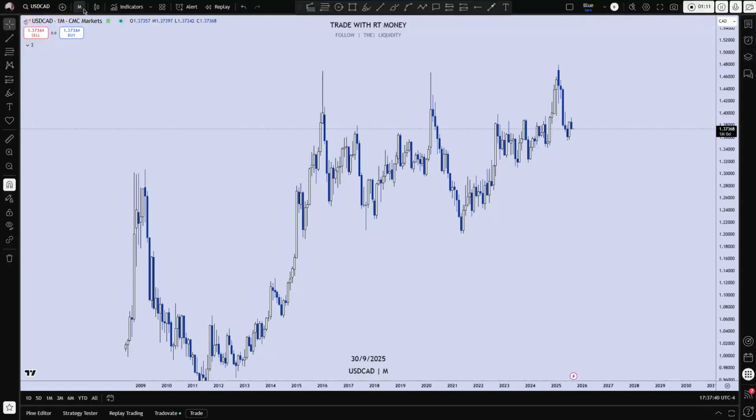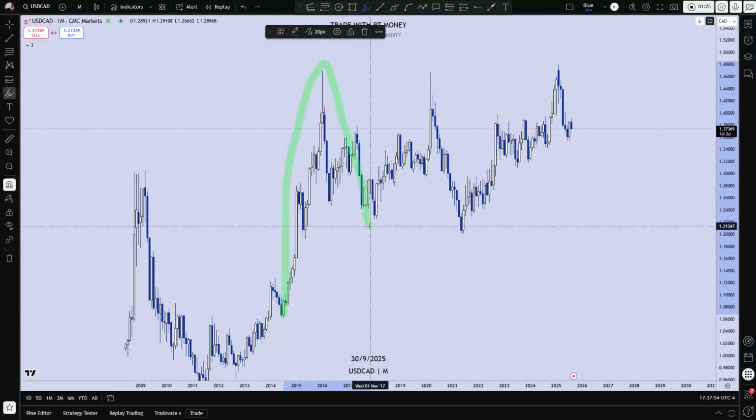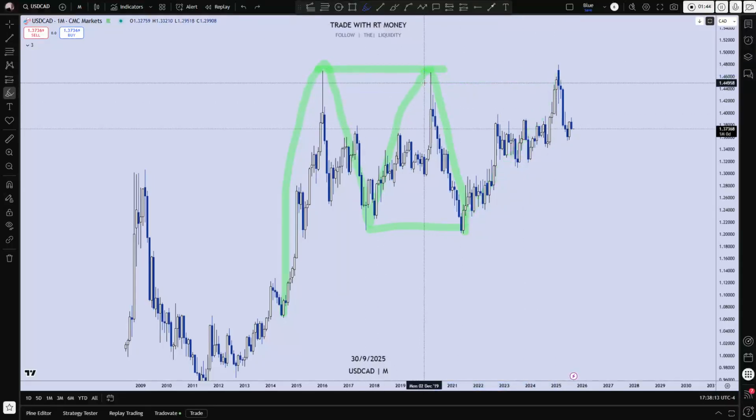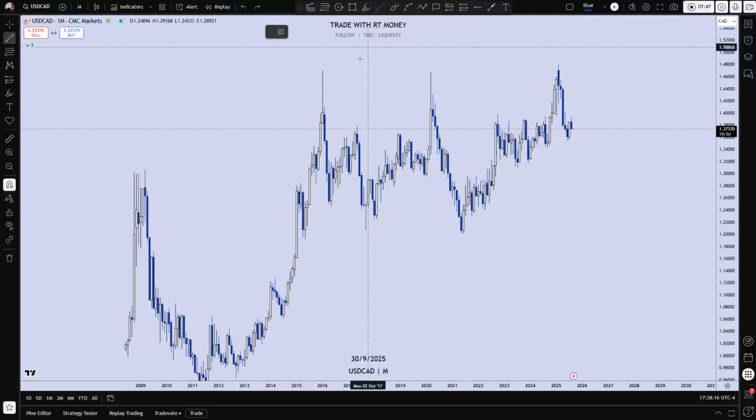Now, we're looking at the US dollar CAD on the monthly time frame. What you want to notice is we have a low, we have a failed swing high, and we have this swing low that takes liquidity here. And then we go back up and sweep that liquidity. Did we actually make a new high? Let's see. Yes, we did.